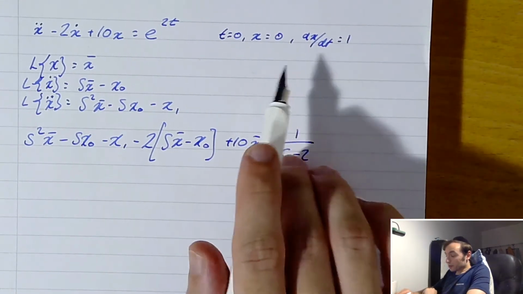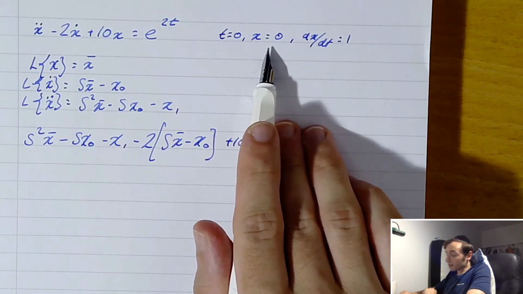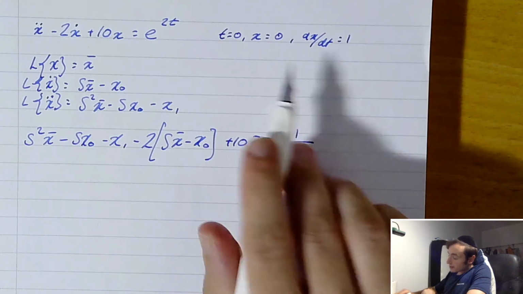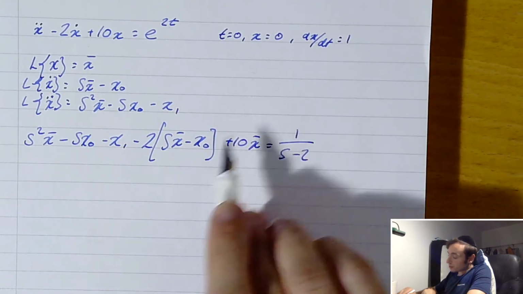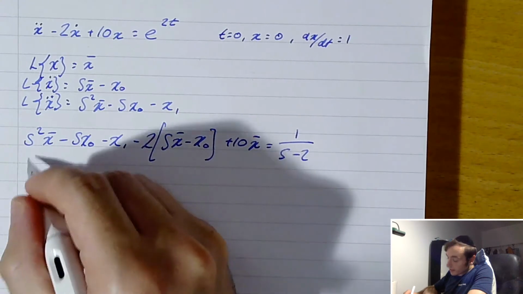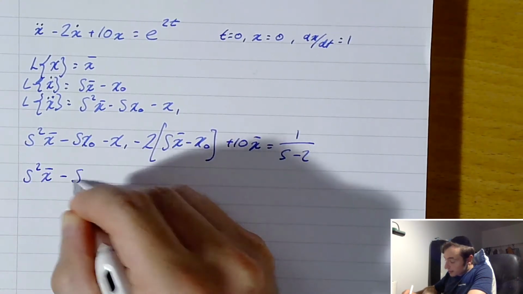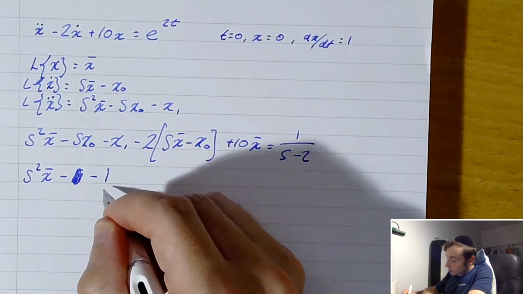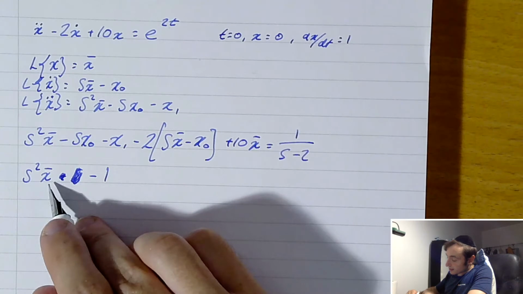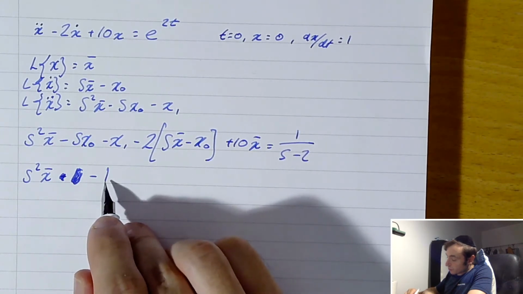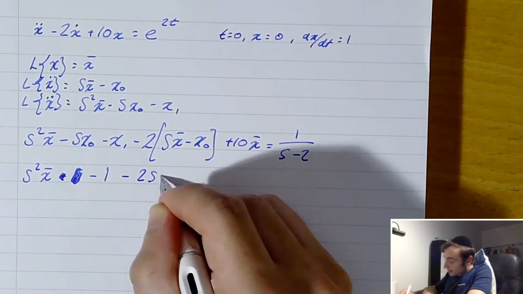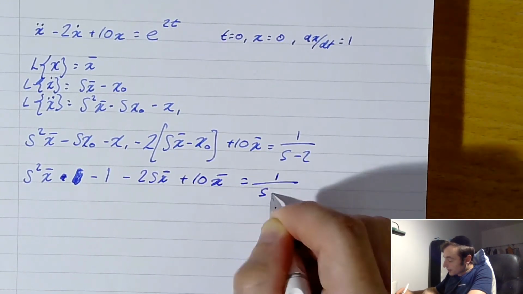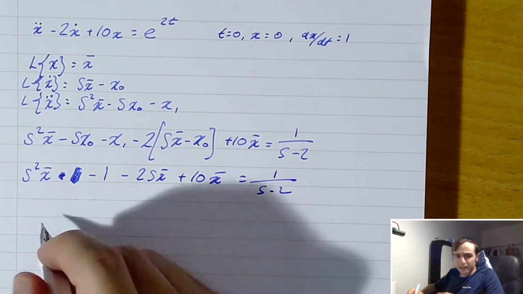We're also told in the question that the initial conditions are such that when t equals 0, x equals 0, and at that point dx by dt is 1. So we can say that x naught is 0 and x1 is equal to 1. Let's substitute that back in over here. We'll have s squared x bar minus s x naught, x naught is 0, minus x1, which is 1. So it's s squared x bar minus 1, minus 2 s x bar minus 0, plus 10 x bar equals 1 on s minus 2.